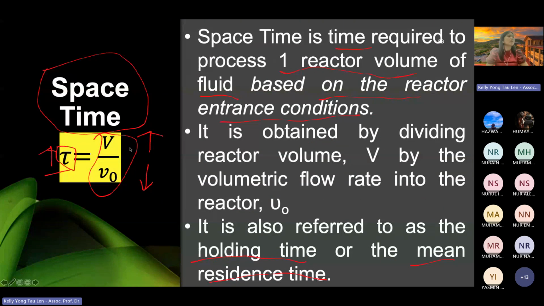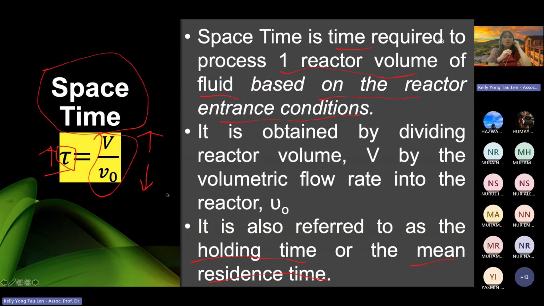Sorry, I hope you can see this. We learned the concept of space-time. Space-time is the holding time, how long you will hold your reactant in the reactor before it has to be flown out. Space-time is represented by tau, and tau is given as the volume of the reactor divided by the initial volumetric flow rate. So again, I repeat, space-time is the volume over the initial volumetric flow rate.